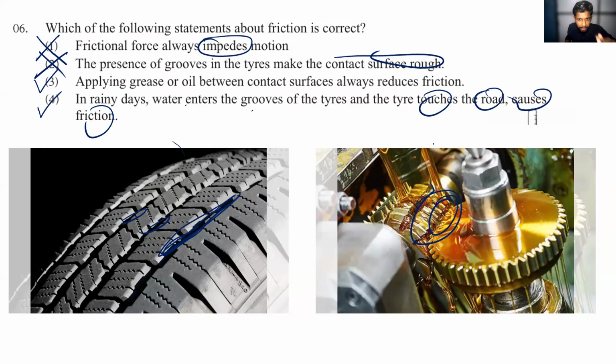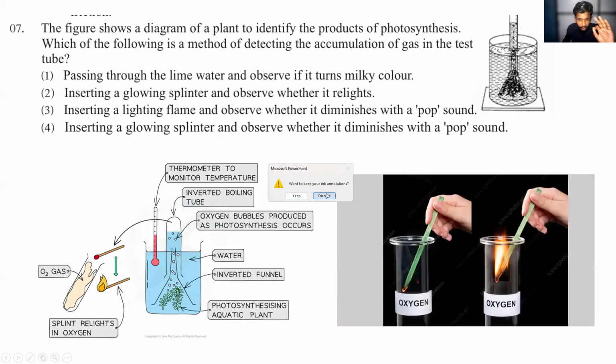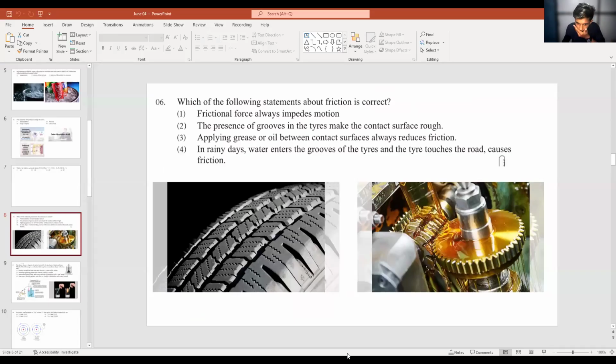Applying grease or oil between the surfaces always reduces the friction. Yeah, that is okay, because when you're applying the oil, the friction will be reduced. Okay, Vapula, if it is not clear, wait for a while. I am going to show a small picture for that one, the tire case.